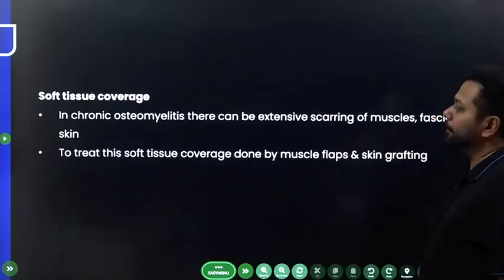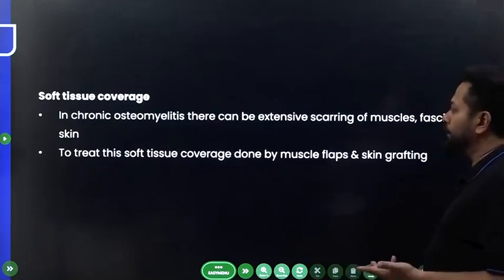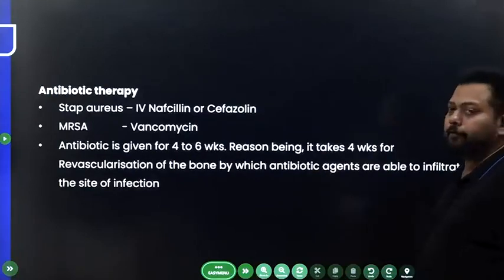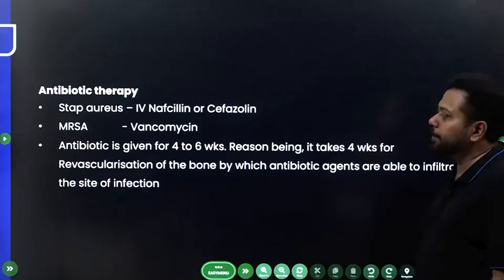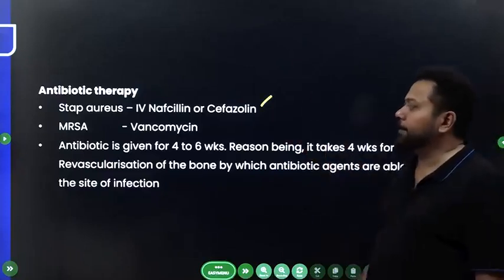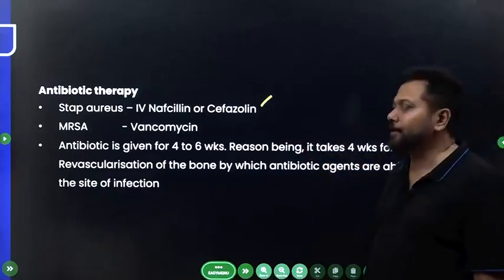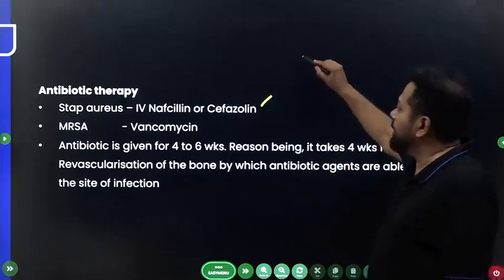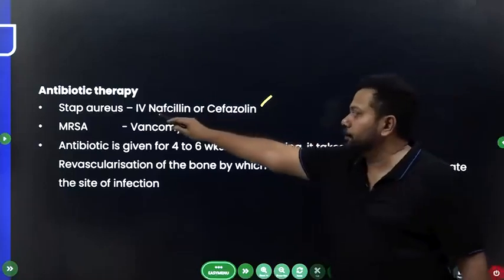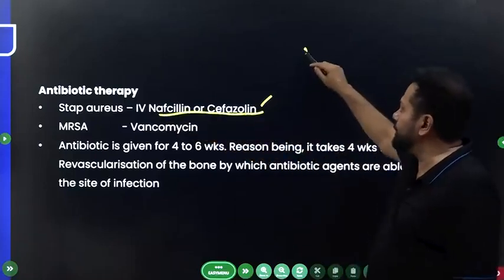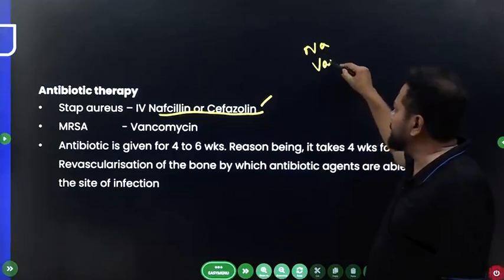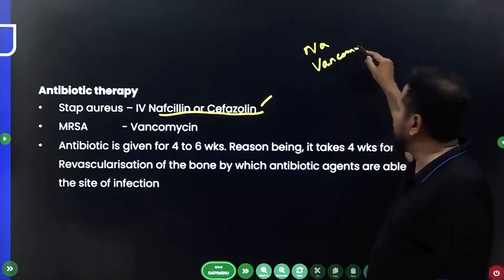Then soft tissue coverage, when there is extensive scarring, is done by muscle flaps. For antibiotics, for Staphylococcus aureus, IV nafcillin or cefazolin is the latest recommendation. If it is methicillin resistant Staphylococcus aureus, obviously it is vancomycin. We will try the penicillin group first. Nafcillin is a methicillin group drug. If it is not acting, then vancomycin for methicillin resistant.